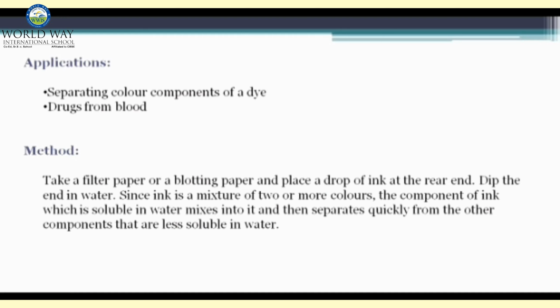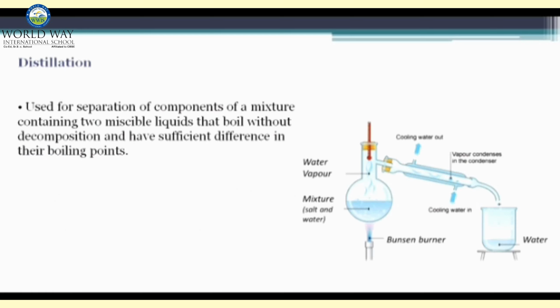As we know that ink is a mixture of more than two colors, so the components of ink get separated based on their solubilities, and we can see that colors have adsorbed on the surface at different distances between each other. Next process of separation is distillation.